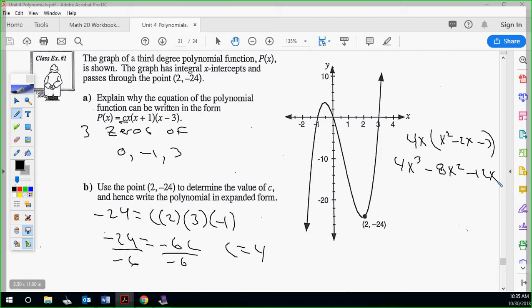We can also see again what we talked about in the warm-up. This one starts low, finishes high, so that's a positive leading coefficient. We have a positive leading coefficient. See? It's going in the positive direction. Okay, any other observations?